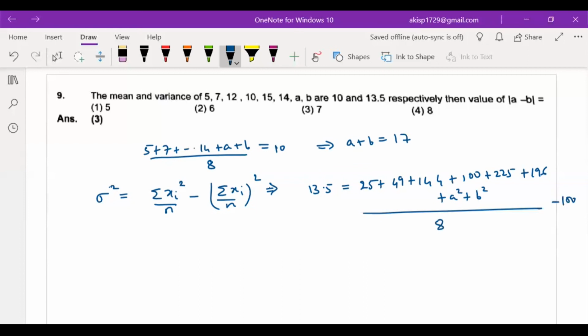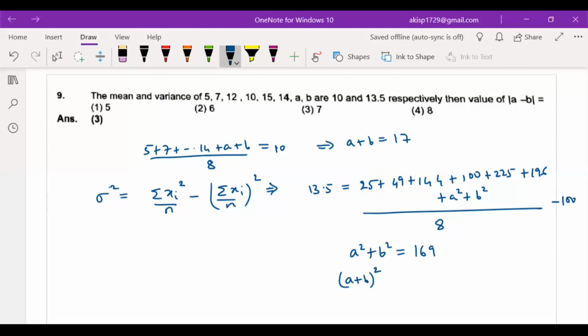So if you see, this expression again involves a square plus b square. This simplifies to a square plus b square as 169. Now we have two expressions in a and b, and we want the value of a minus b. We want a minus b. But if a square plus b square is given, that means I know what a plus b whole square is.